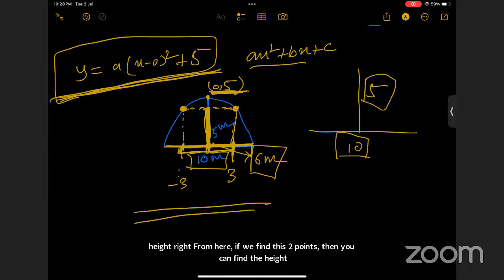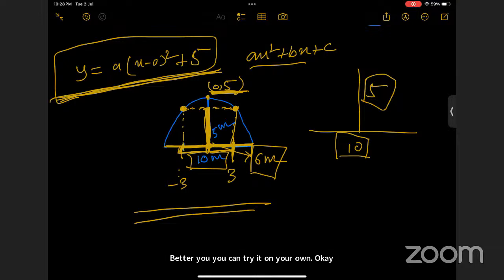Yes, ma'am, that is what I was saying. We just try it. If it is not happening, then next session I will do it. Okay, ma'am. Better you try it on your own. You can use these hints, and then you can try it.